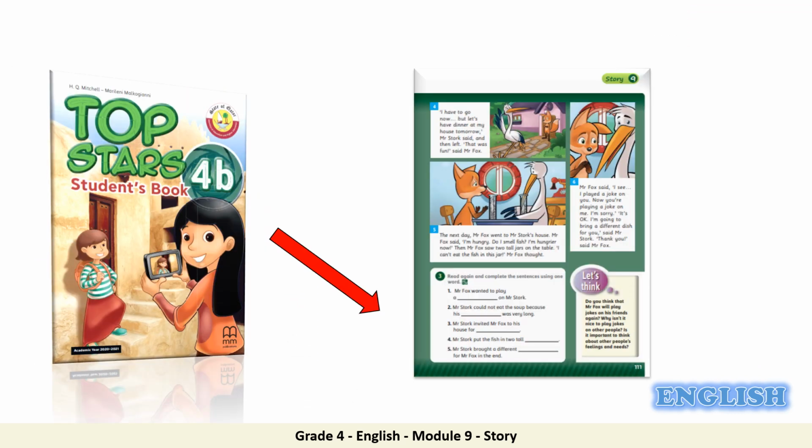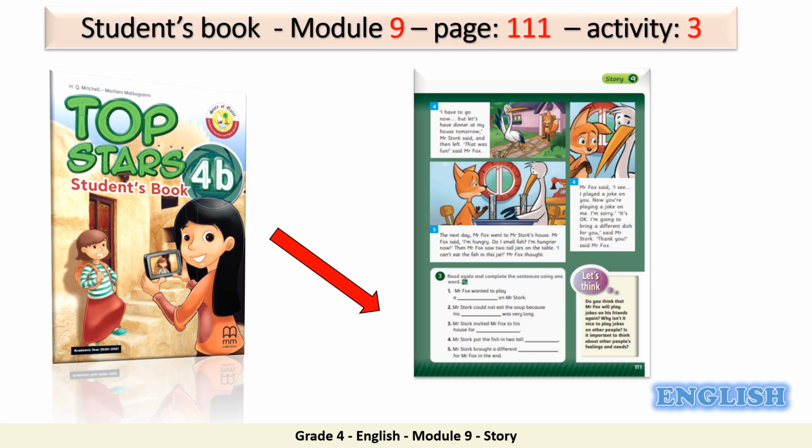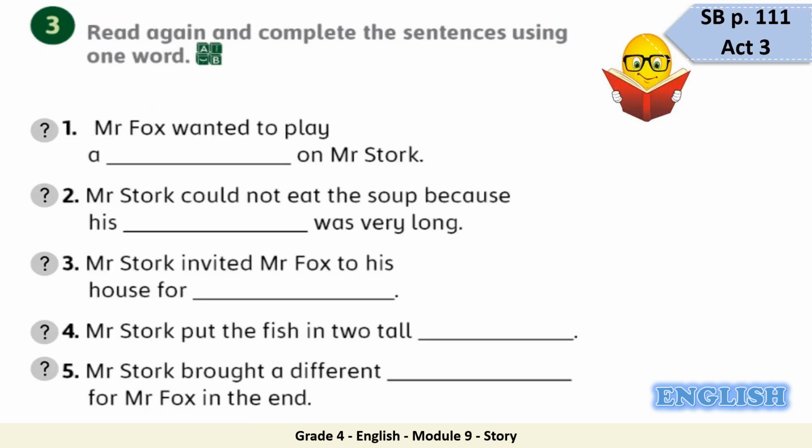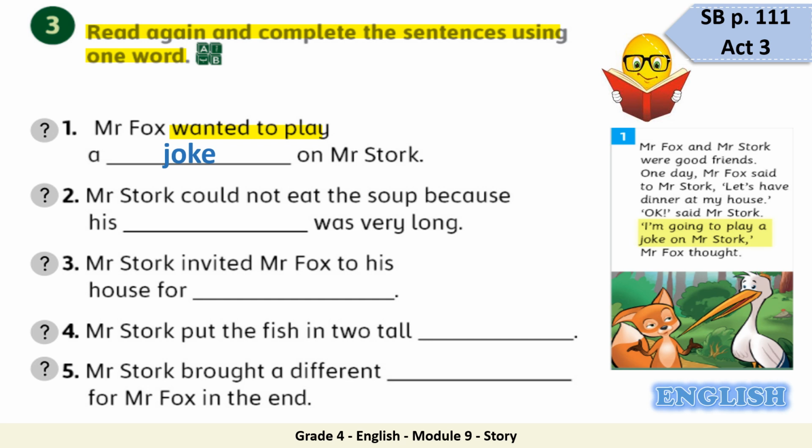Let's go. Open your Students Book, page 111, Activity 3. In this activity, you are going to read again and complete the sentences using one word. I'm going to answer the first one as a model for you. Number 1. Mr. Fox wanted to play on Mr. Stork. And here are the key words to help you. What do you think? Excellent! Joke. And if you go back to the story, you will find the answer.